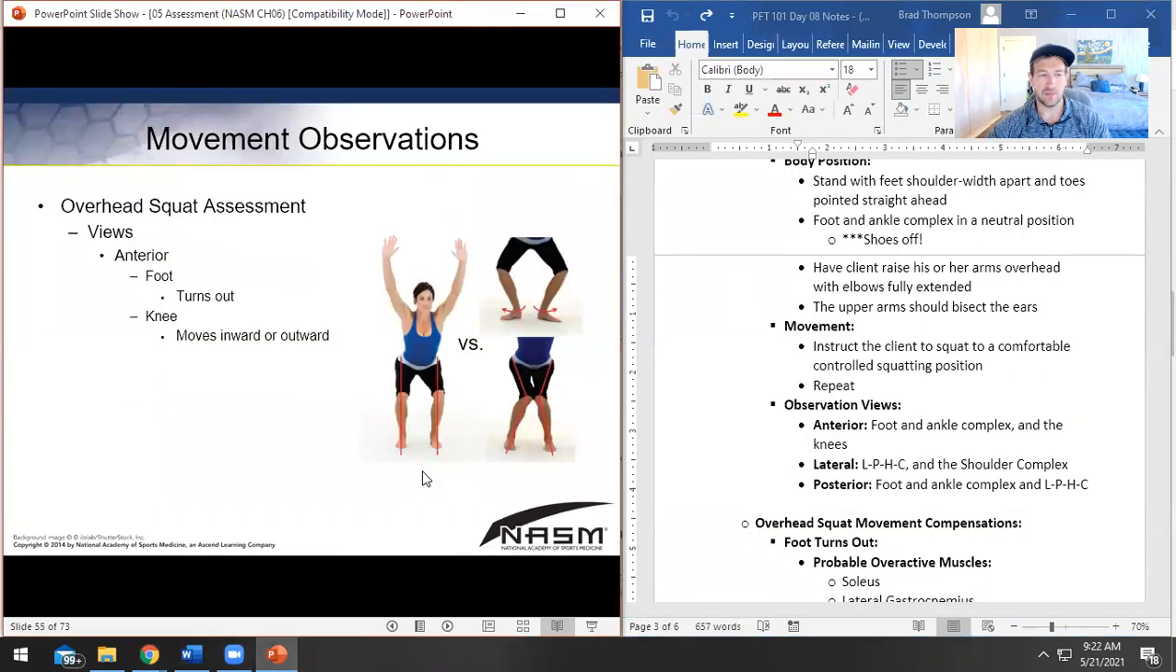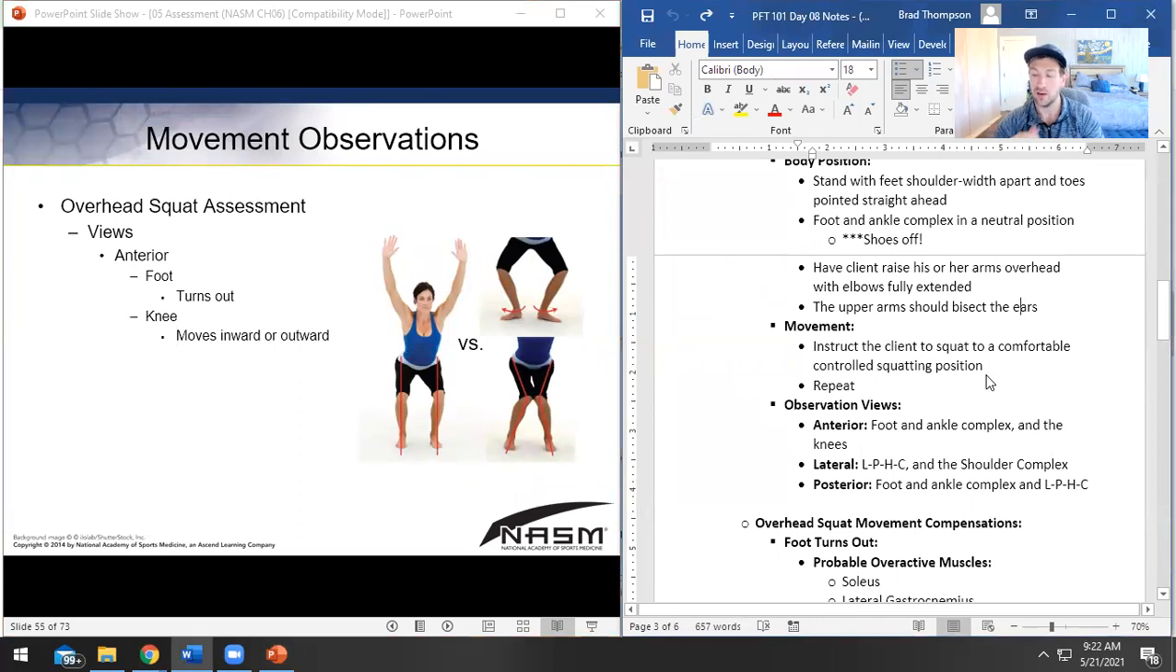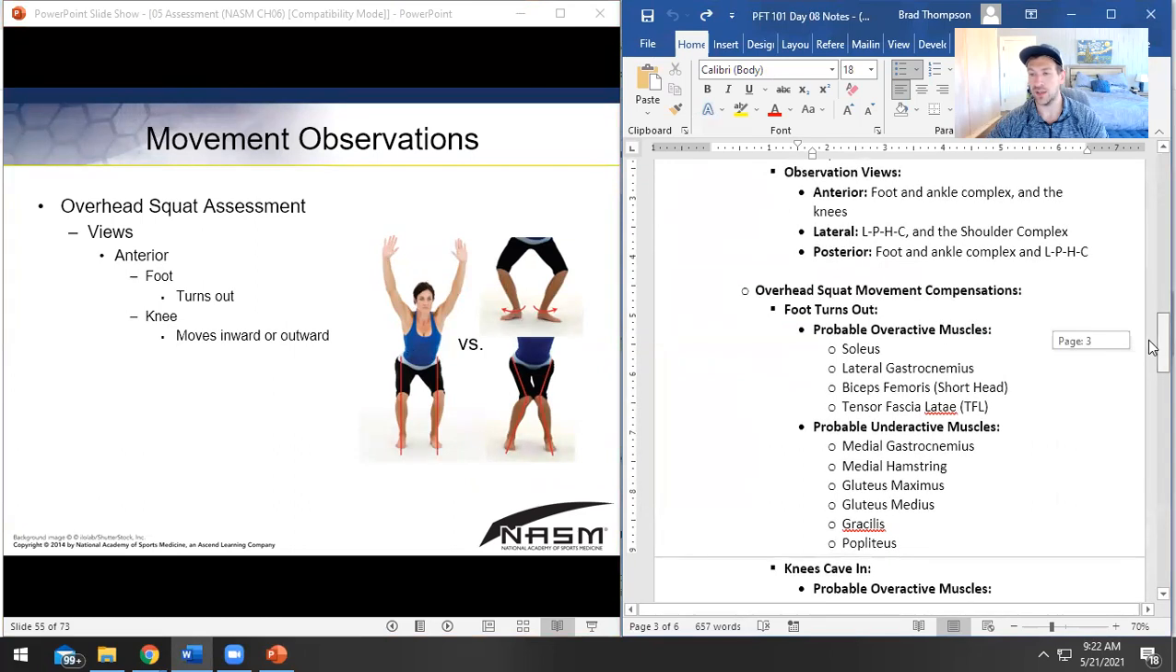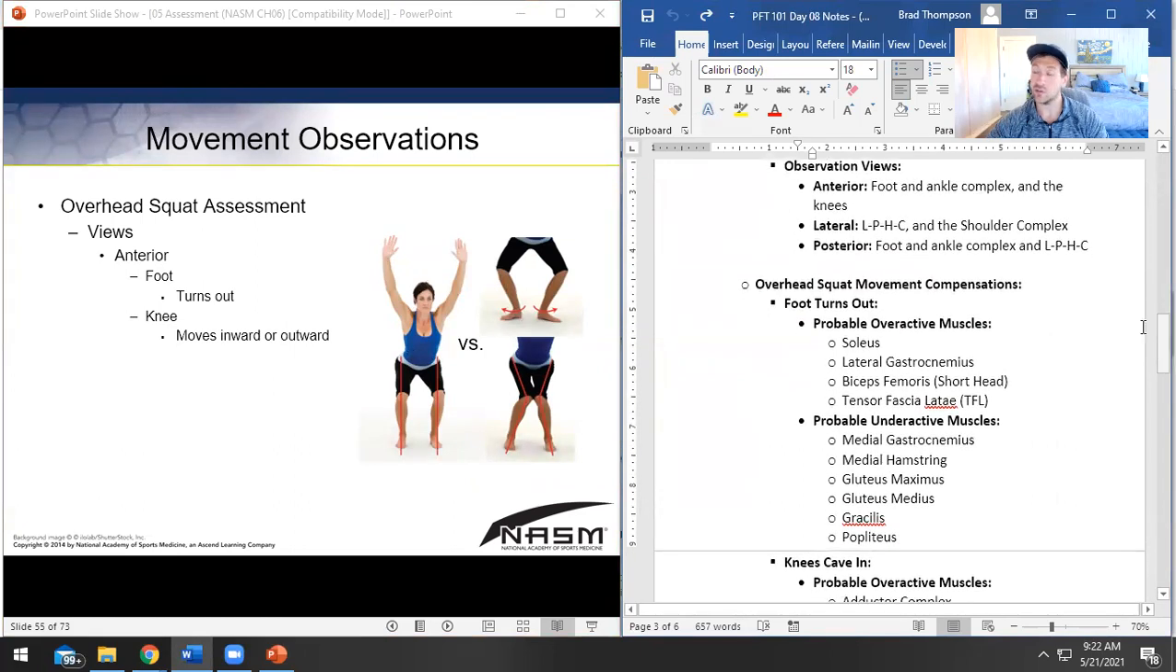So here are our movement compensations. This is what you guys need to pay really close attention to. You're going to observe things from an anterior view and a lateral view. And for the record, you are also going to do a posterior view once you get to capstone. Posterior view is not in the regular edition of the NASM. It's only in the corrective exercise book. But I do want to go over it today just because you're going to see it eventually anyways.